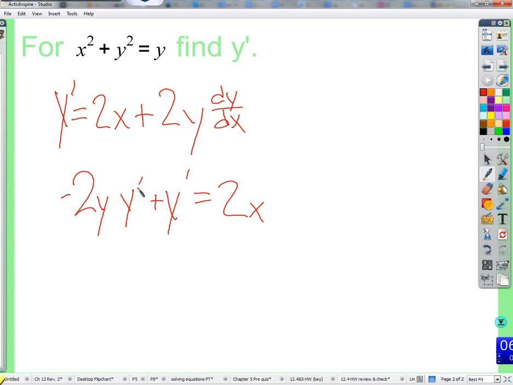All right, so now we're trying to get y prime. If you divide by negative 2y, divide this whole thing by negative 2y, then you will have... You have to divide that by negative 2y. Yeah. Okay. Factor out. Yeah, you go.